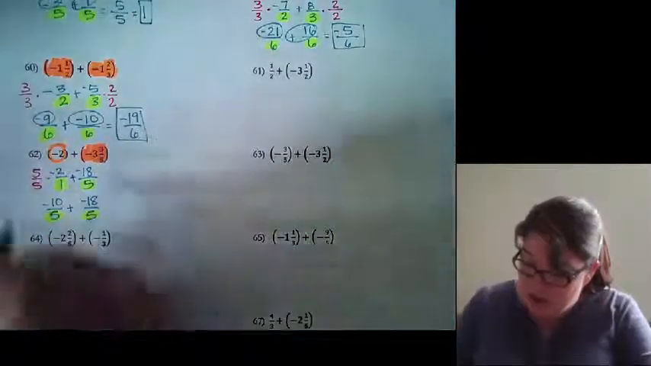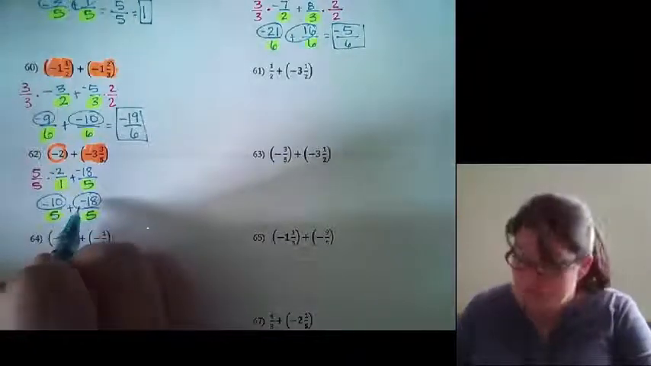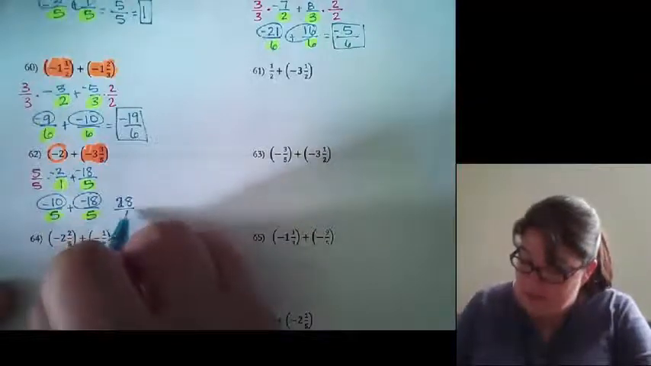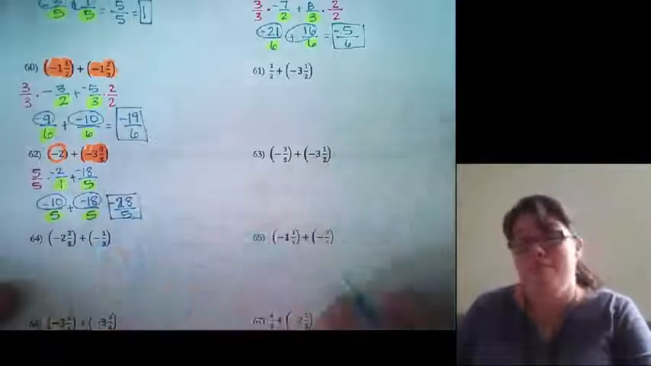Now that my denominators are the same, I can just add straight across. So negative 10 plus negative 18, same signs, add and keep. 10 plus 18 is 28 over 5, and keep the sign. So negative 28 over 5.